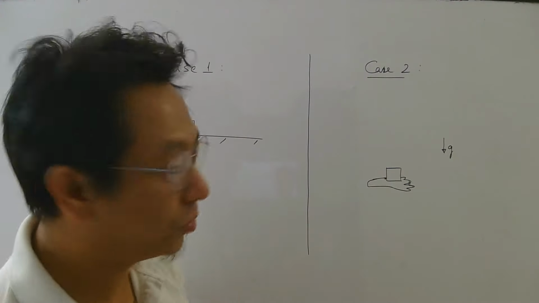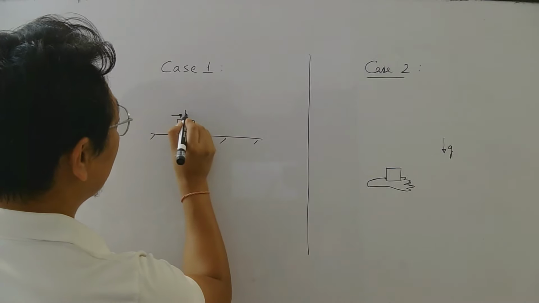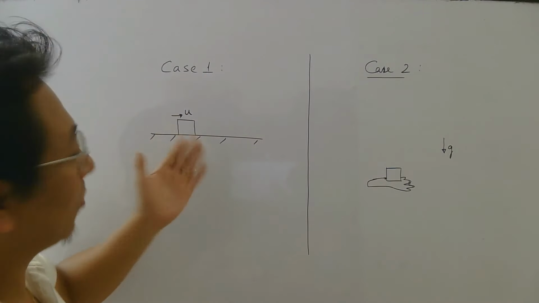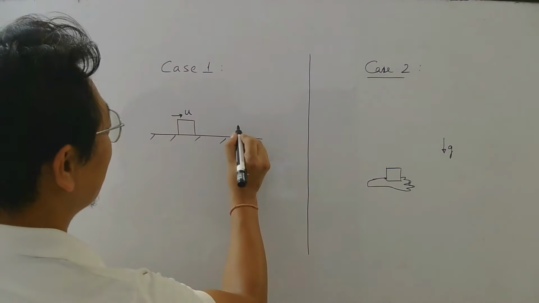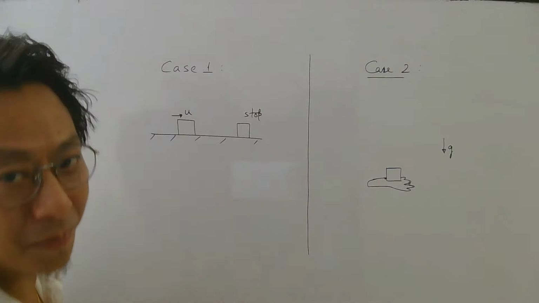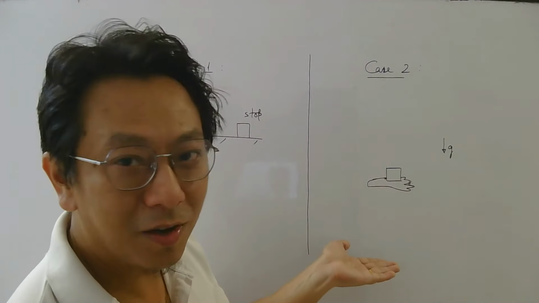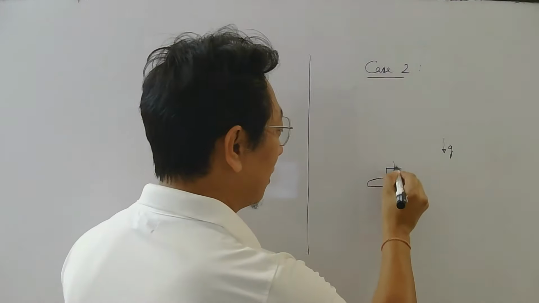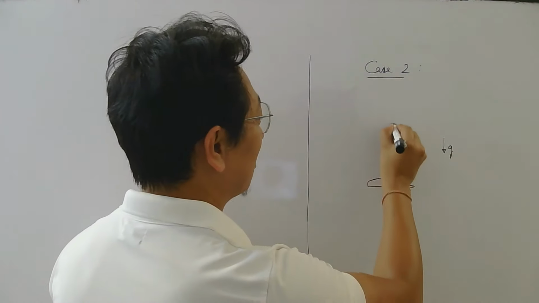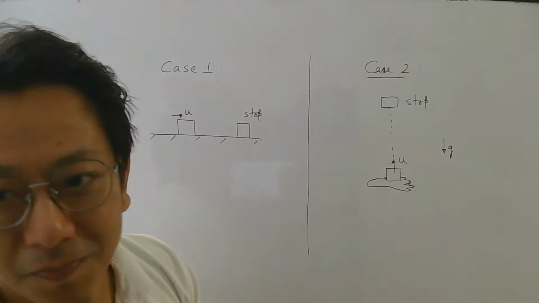Now, what I am going to do is give this block an initial velocity, like this. What will happen? Well, we all know it will travel for some time and it will stop, isn't it? Similarly, here I will give this block an initial velocity by throwing it up. What will happen? It will travel for some time, and here also the block will come to a stop.